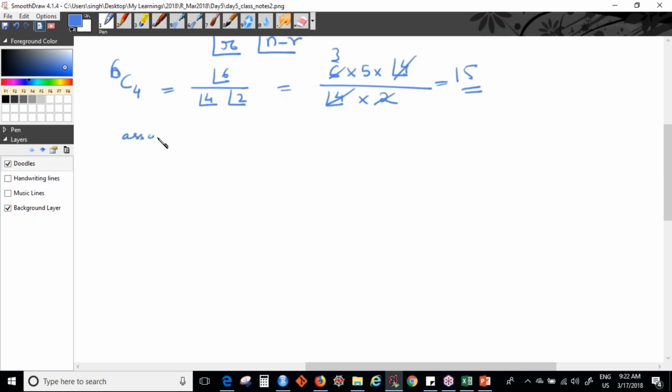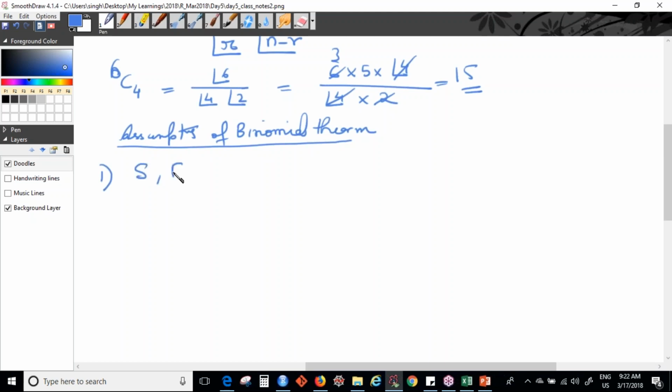Now let's come to the assumptions of the binomial theorem. The first assumption is we deal in success and failure. It should be binomial in nature. So we are only dealing with success and failure. That is the first assumption of the binomial theorem, which we have seen already. The other assumption is that two trials should be independent.